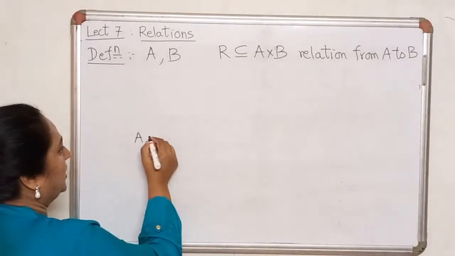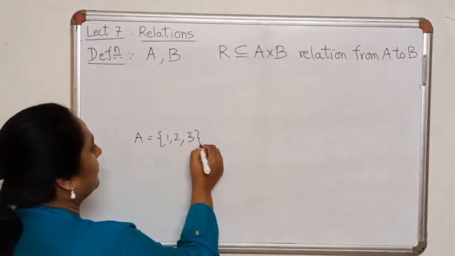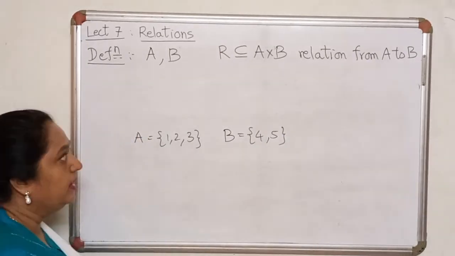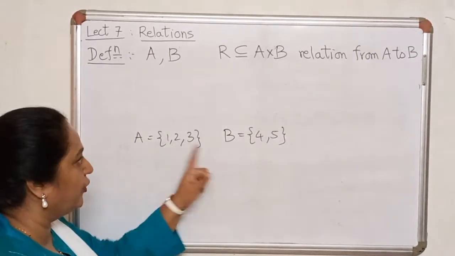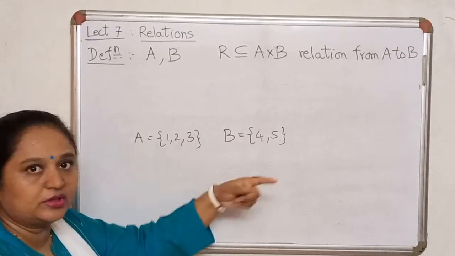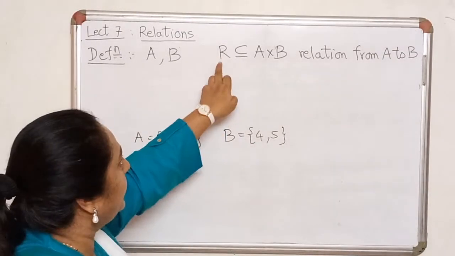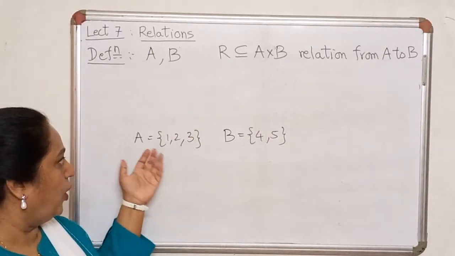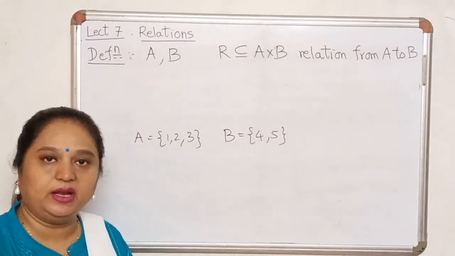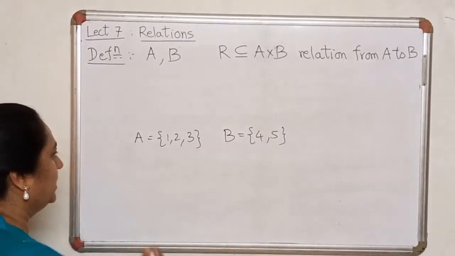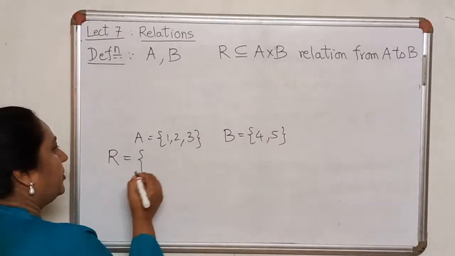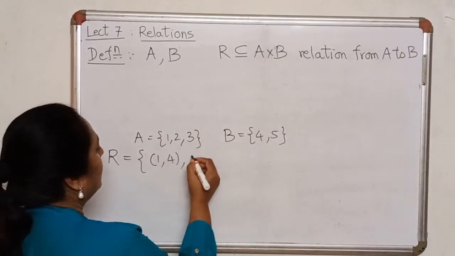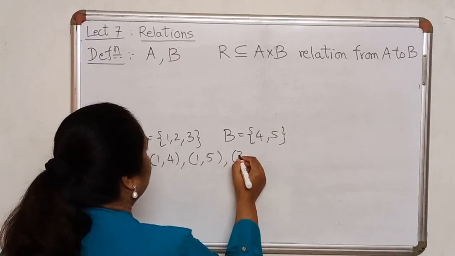I had taken A as {1, 2, 3}, B as {4, 5}. I had already written down what is A cross B. A cross B contained 6 elements: (1,4), (1,5), (2,4), (2,5), (3,4), (3,5). Now, when I say I take a subset of A cross B, remember what we mean by a subset. A subset may contain all the elements, some of the elements, or none of the elements. So, just as an example, let me take R to be a subset containing some of the elements and also avoiding some other elements from the set.